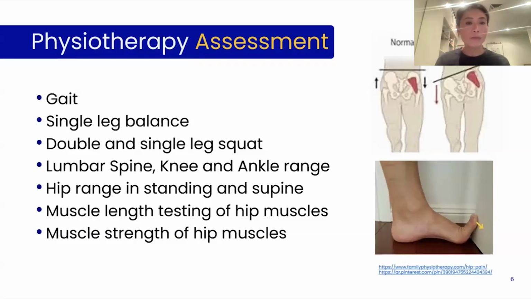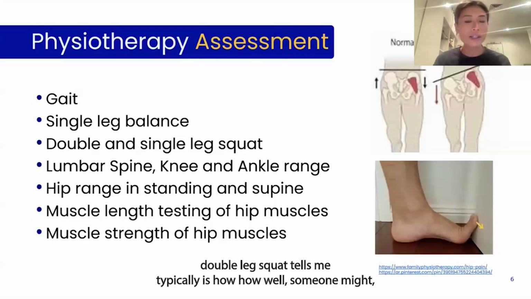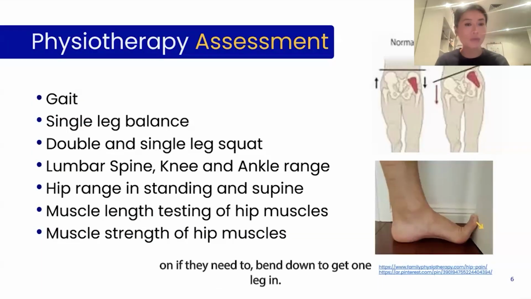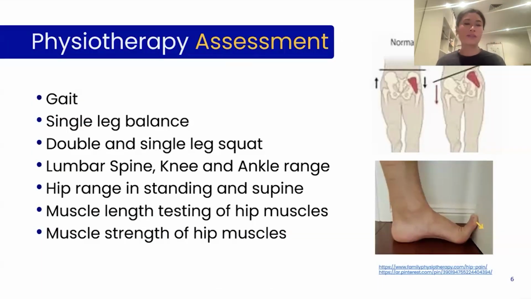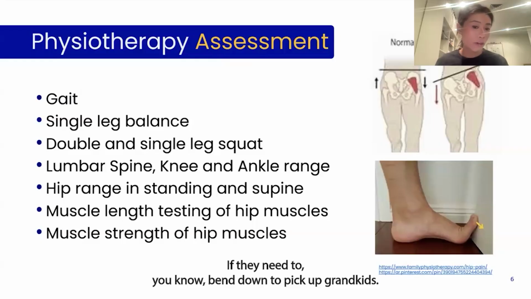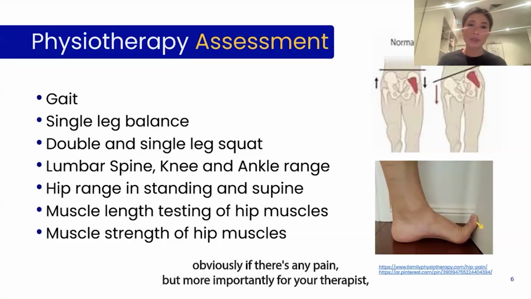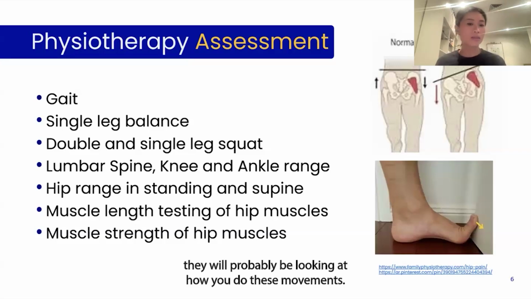squat. What a double leg squat tells me typically is how well someone might get down to the floor, how well they might be able to put their pants on if they need to bend down to get one leg in, if they need to bend down to pick up grandkids, how well they do things like that. And then we're also asking about obviously if there's any pain, but more importantly for your therapist, they will probably be looking at how you do these movements.